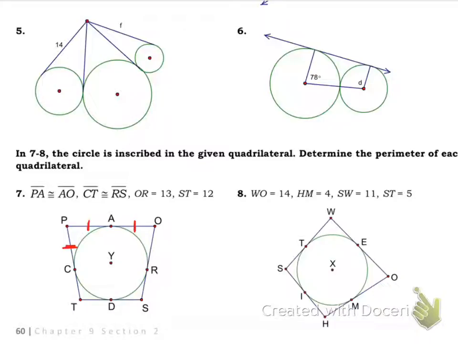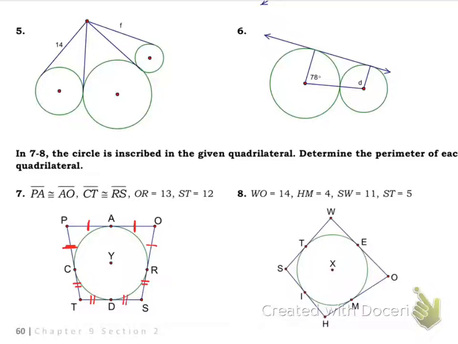What about AO and OR? Would that follow the same rule? Are they tangent? Do they intersect? Yeah, so these two things are also congruent. So just from that very first statement, I know all 4 of those are congruent. Then we have CT equals RS. So CT equals RS. Well, what does that have to do with DT? They're congruent as well. And RS is congruent to DS.